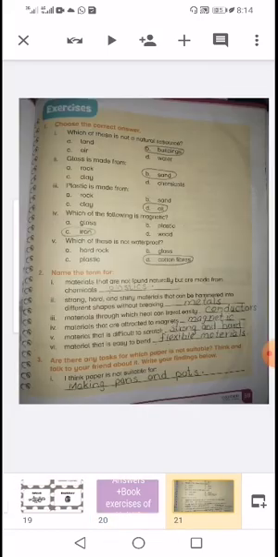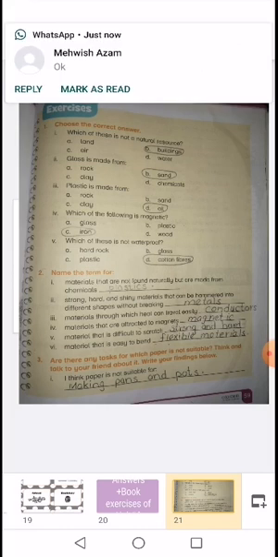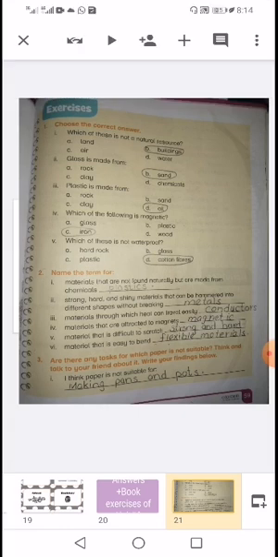Now come to the book exercises. First question is choose the correct answer. Which of these is not a natural resource? The answer is building, because it is not a natural resource. Glass is made from sand. Plastic is made from oil.